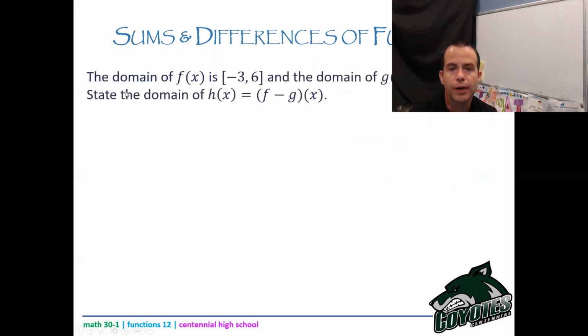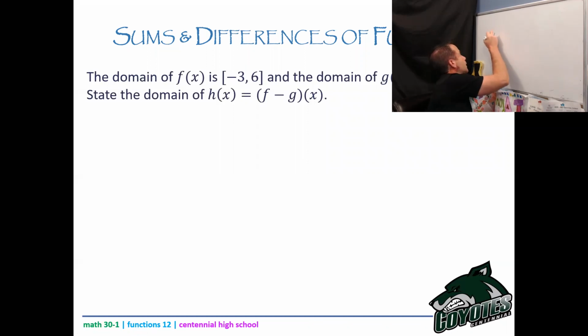Okay, so actually, this is the conversation I was just having. The domain of f of x is negative 3 to 6, and the domain of g of x is negative 3 to 8. Determine the domain of h of x, where h of x is f minus g of x. Now, you might say, oh, well, then I can go right from negative 3 to 6, because that's the overlapping region. Except that on this one, you also can't be negative 3, so you have to take that into account as well.